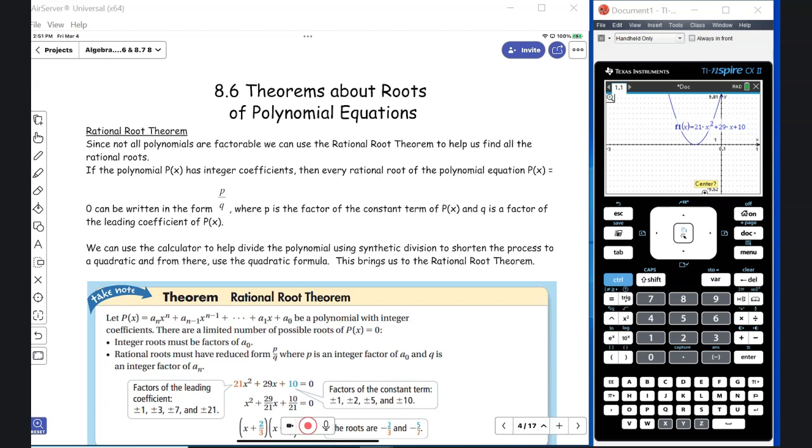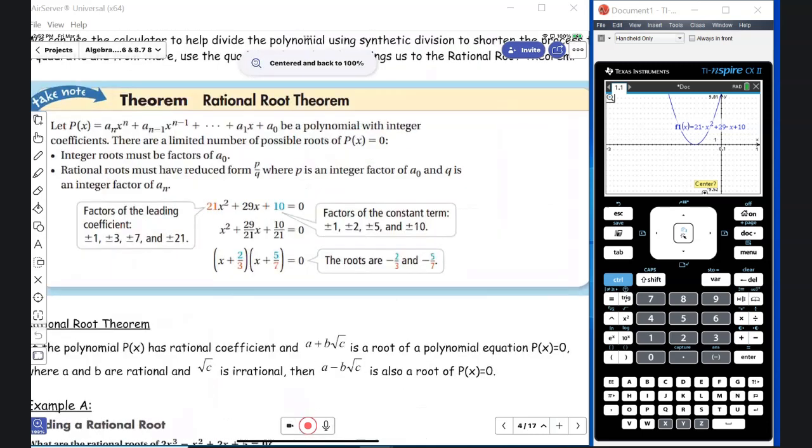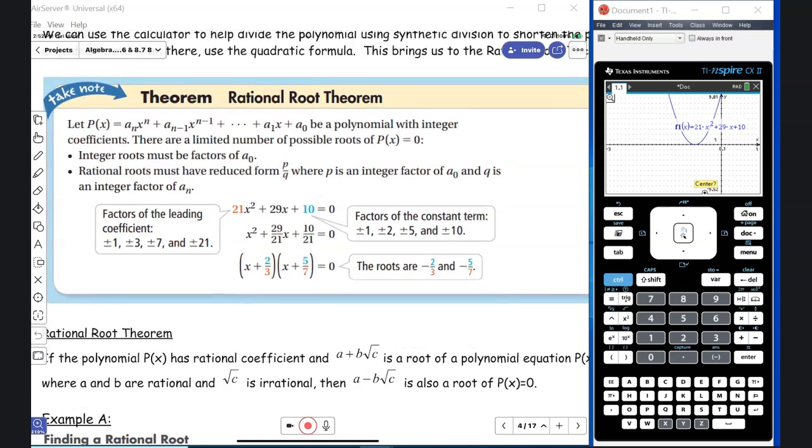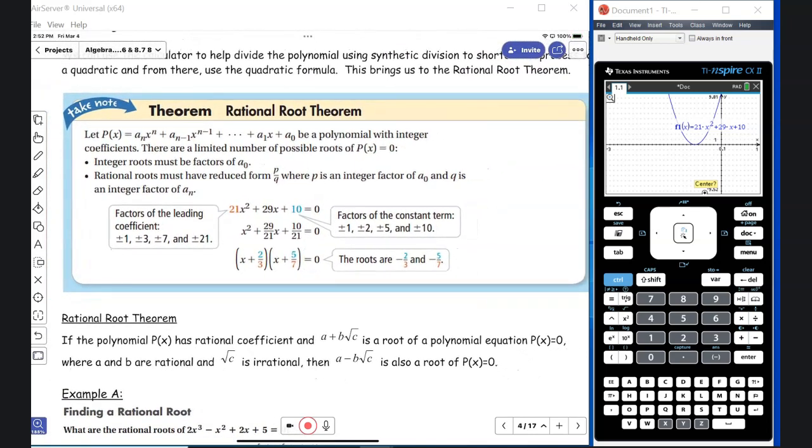There are times in which we're going to have a hard time factoring polynomials to figure out our roots. So we have to use a theorem. Think about what are the possible answers for a polynomial, and that's called the rational root theorem. And I'm going to briefly explain how to find the possible roots. It's actually a ratio of the factors of your constant. In this case, it's 10.